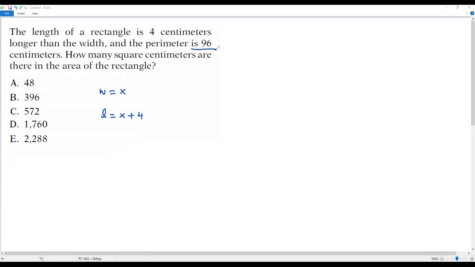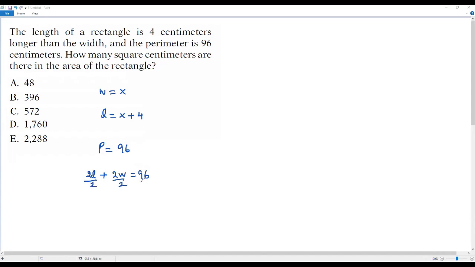Now let's consider the given perimeter. Perimeter equals 96. There is a formula to get the perimeter of the rectangle. That is 2 times length + 2 times W equals 96. Here all the three terms are multiples of 2. Let's divide all the three terms of this equation by 2.